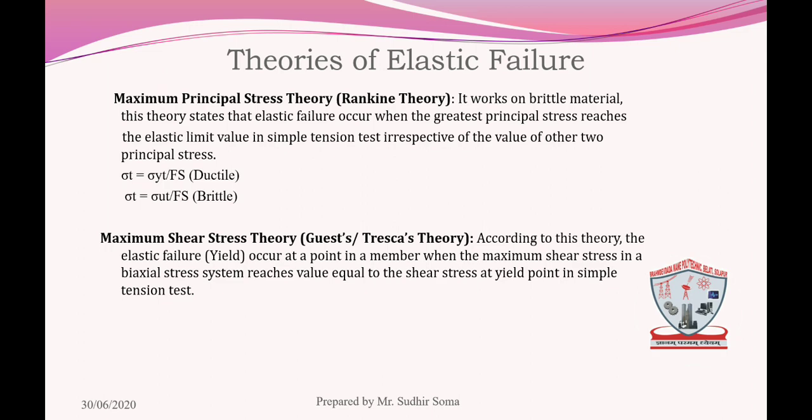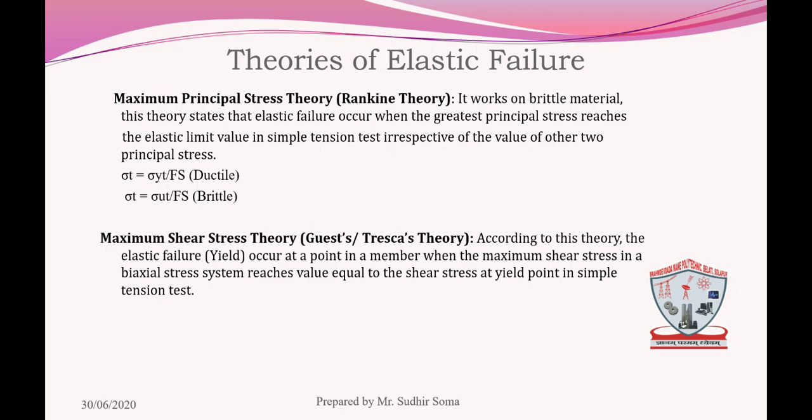Some of the theories of elastic failure that are listed: the maximum principal stress theory, which can also be called Rankine theory. It works on brittle material. This theory states that elastic failure occurs when the greatest principal stress reaches the elastic limit value in a simple tension test, irrespective of the value of the other two principal stresses.